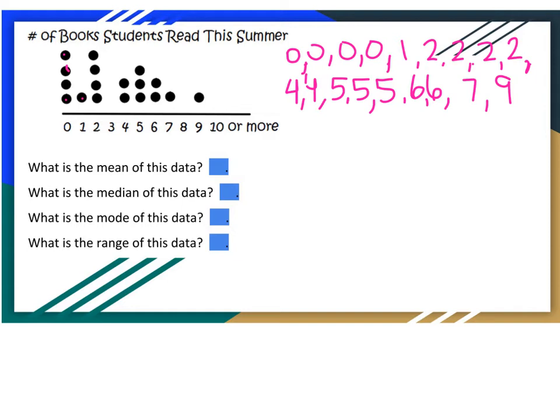They should match. So I had 4, 5, 6, 7, 8, 9, 10, 11, 12, 13, 14, 15, 16, 17, 18 dots. So I should have 18 numbers. So 1, 2, 3, 4, 5, 6, 7, 8, 9, 10, 11, 12, 13, 14, 15, 16, 17, 18. So I do match. Now remember, you're going to add all those numbers up.